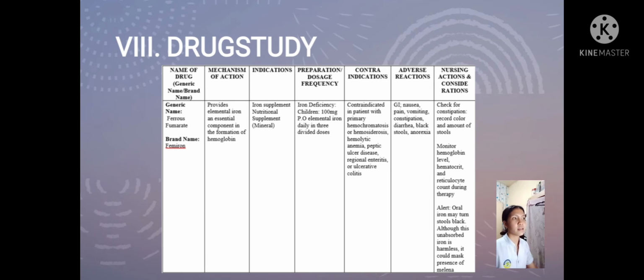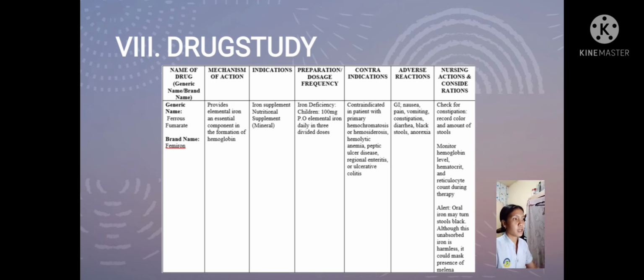Number 8 is a drug study. The name of the drug and generic name is ferrous fumarate. Brand name is Femiron. Mechanism of action: provides elemental iron, an essential component in formation of hemoglobin. Indication: iron supplement, nutritional supplement, mineral. Preparation, dosage, and frequency: for iron deficiency in children, 100 mg of elemental iron daily in 3 divided doses.